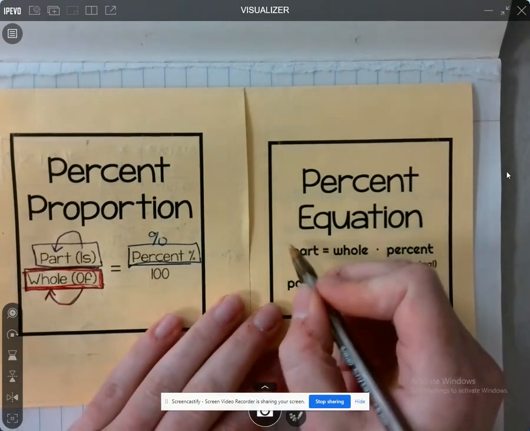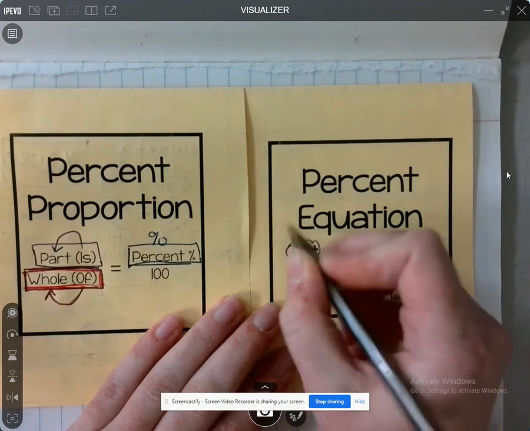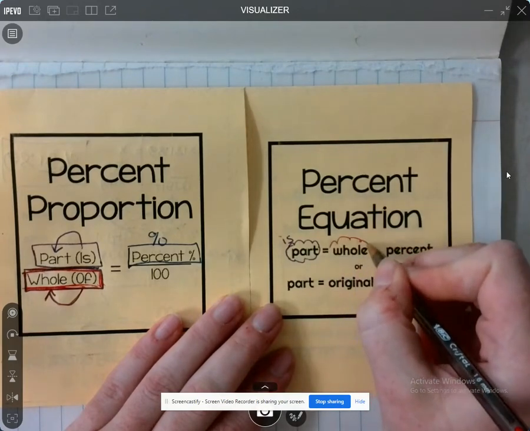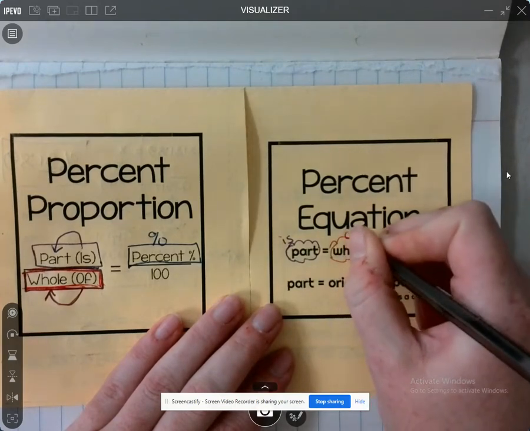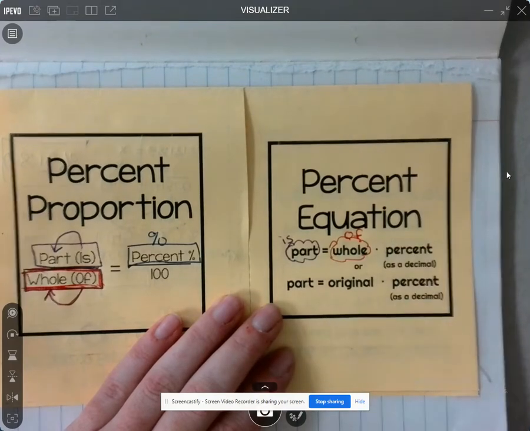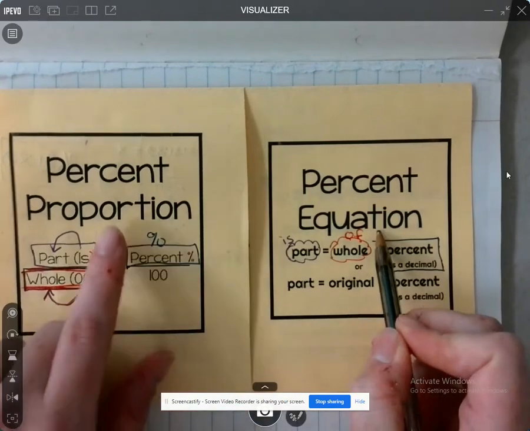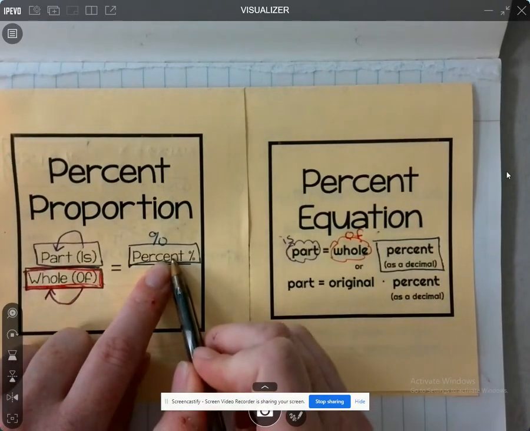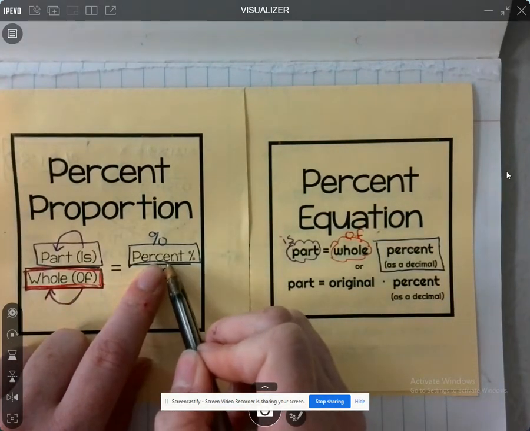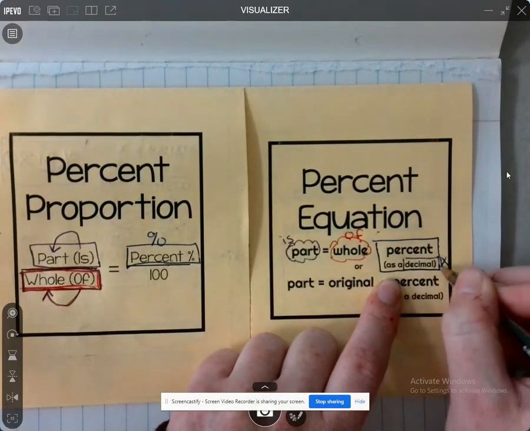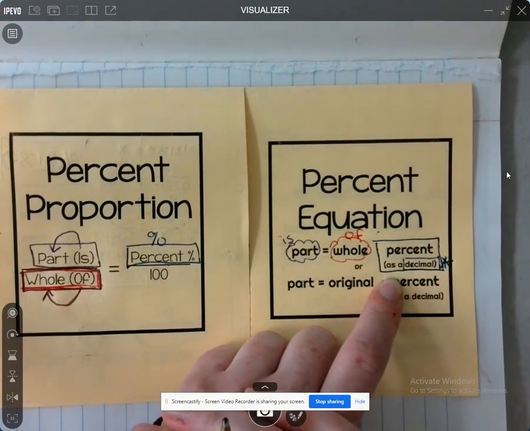You'll notice here we still have the same part. Just to remind you, this is the is, right? So this is our part. We still have our whole, which remember is also the of, and we have our percent. But the difference between the percent equation and the percent proportion is here we use the percent as is, normal. But here we have to convert it to its decimal form. If we don't convert it to our decimal form, we're going to get a wrong answer.